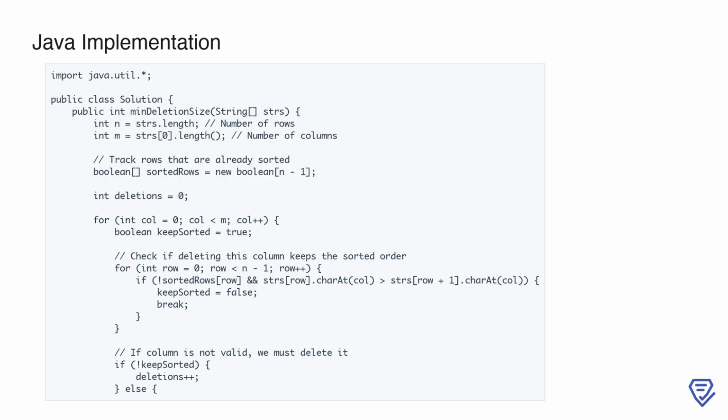To do so, we use another for loop to iterate through each pair of adjacent rows. If a pair of rows is not marked as sorted in sortedRows, and the character in the current column of the first row is greater than that in the second row, it means the column disrupts the sorted order. In this case, we set keepSorted to false and break out of the loop. If keepSorted is false, it means this column must be deleted, so we increment the deletions counter.